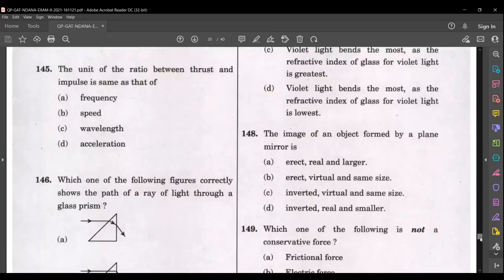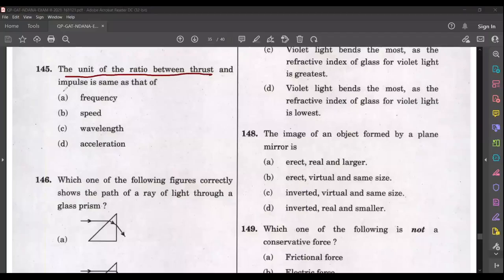Next physics question, that is question number 145. The unit of the ratio between thrust and impulse is same as that of.